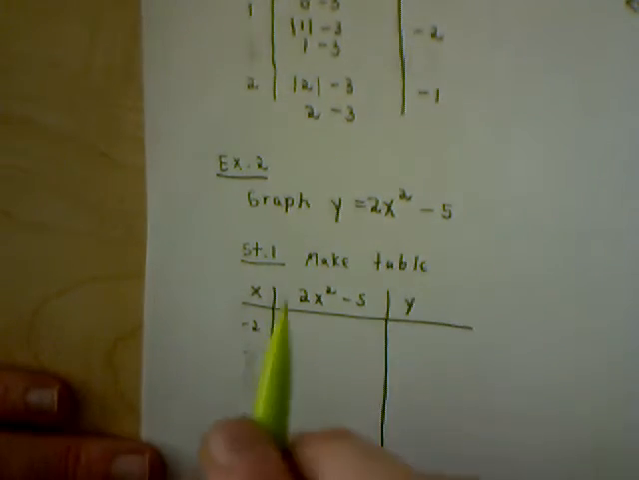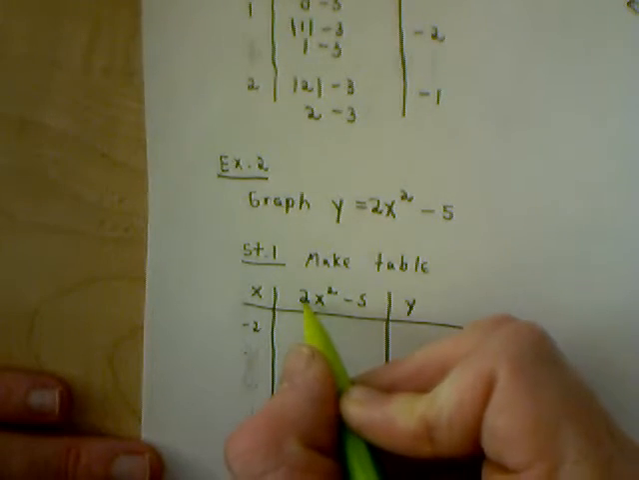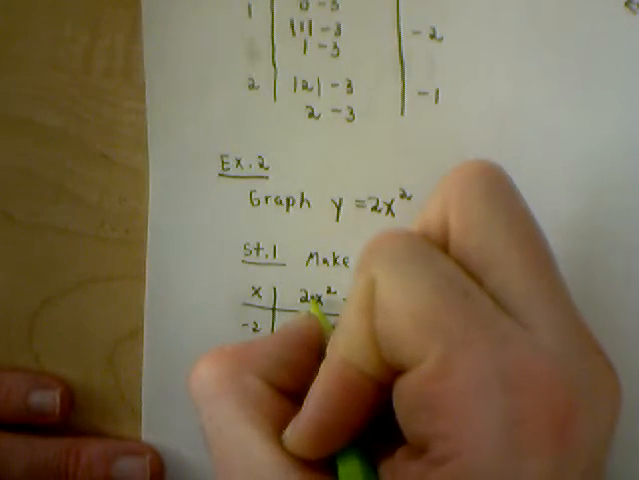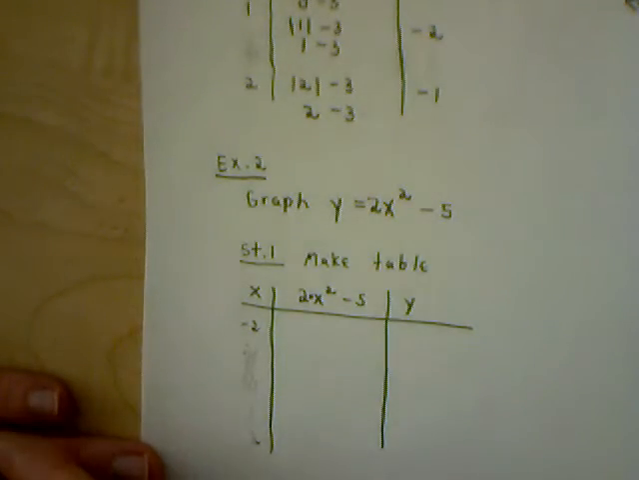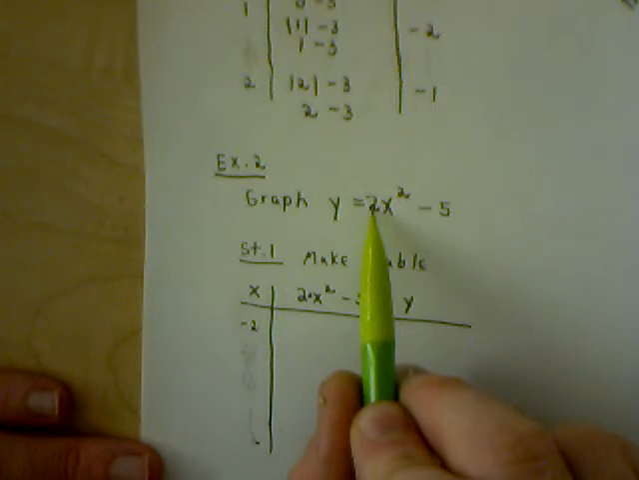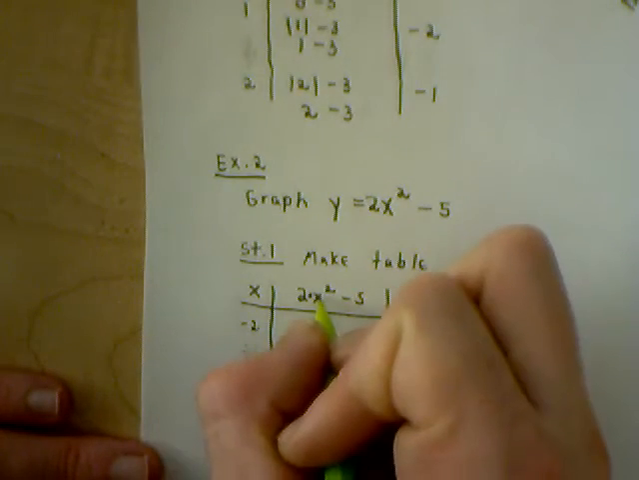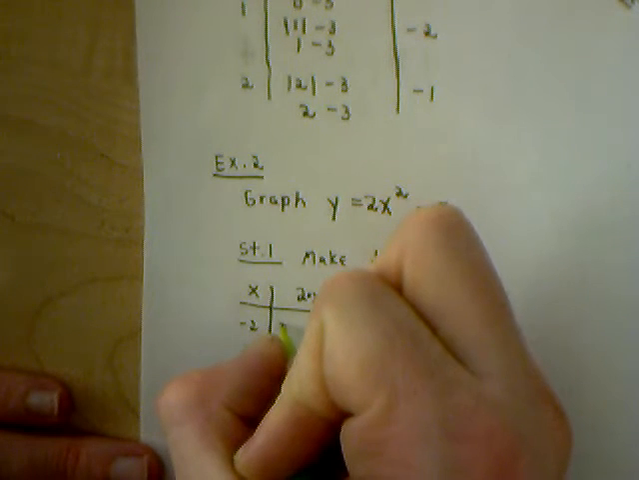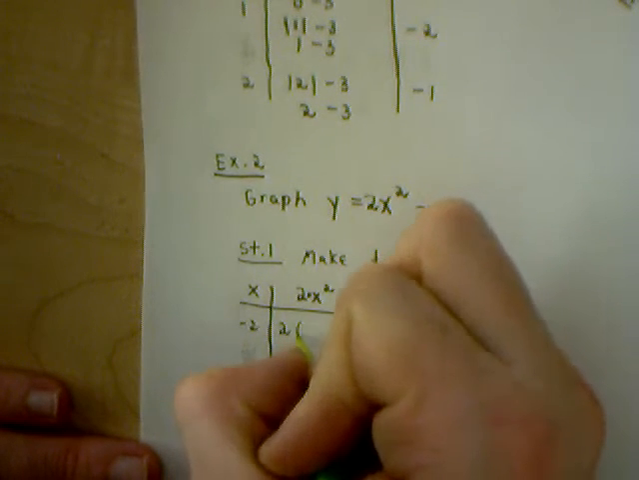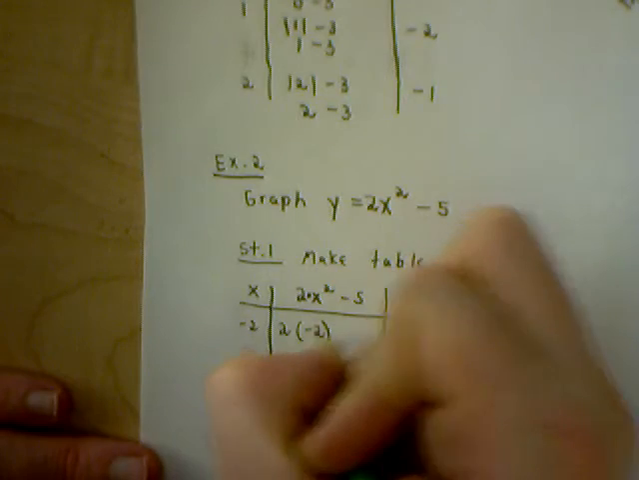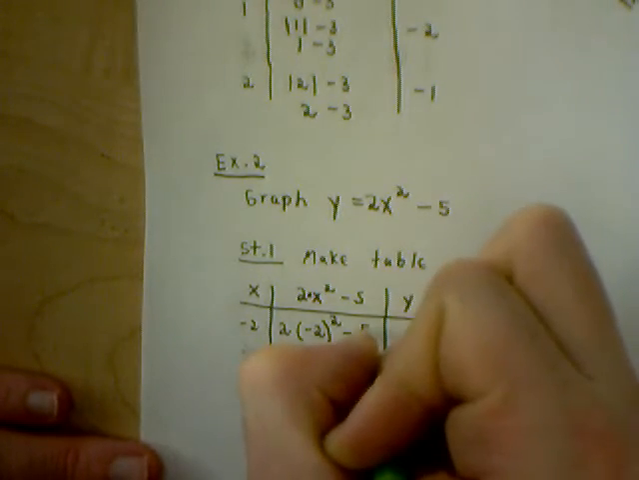The first thing, I need you to see when you have 2 next to this x squared, there is a multiplication sign in between. So same thing up here. There's a multiplication sign between this 2 and this x. So I'm going to go ahead and plug in -2 for x. The way I do that is I'm going to write 2 parentheses -2 squared minus 5.